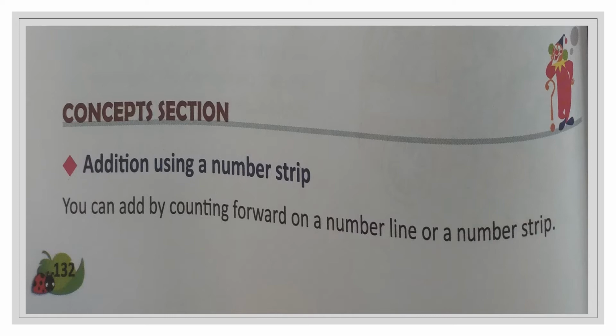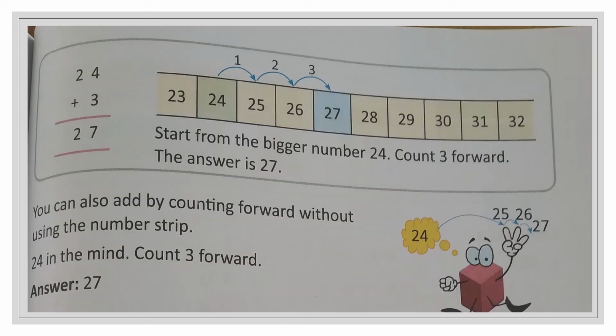Children, we have done sums on a number line. Let us see how to add or count forward on a number strip or a number line. Here is an example. Numbers are written on a number strip and the sum being asked is 24 plus 3. So when we start with 24 and it is an addition sum, we count forward the next number that is given. The sum is 24 plus 3. So we will count after 24, 3 numbers.